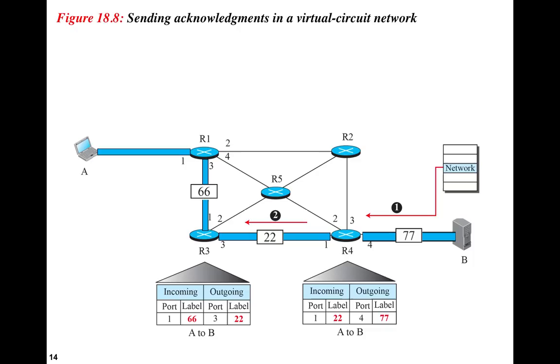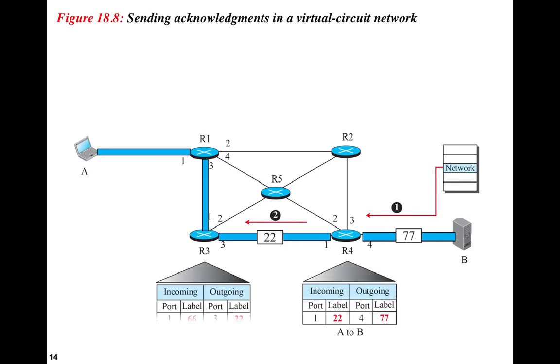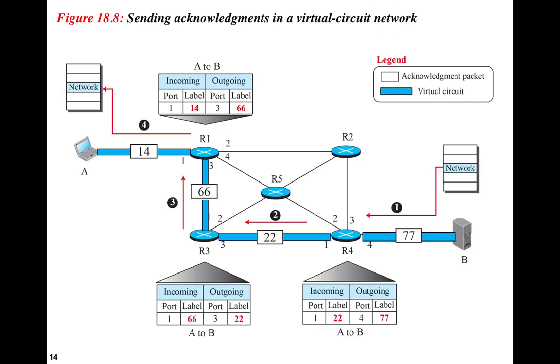Now based on the table again, R3 will remove 22 and put 66 in the label and send it off to R1. R1 knows that when a packet is coming in with label 66 on port number 3, we assign it a label 14 and send it to port 1. So that is done. Now the circuit is complete. Then A will actually start sending packets to B.